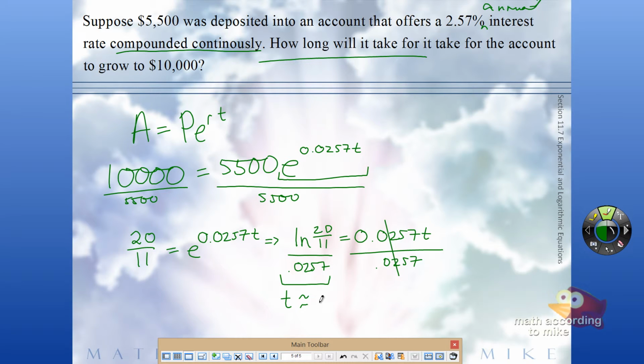Now if you carefully put that into your calculator, you're going to hit the ln button. It should make a left parenthesis. You're going to say 20 divided by 11. Close your parenthesis, then you're going to say divided by 0.0257.